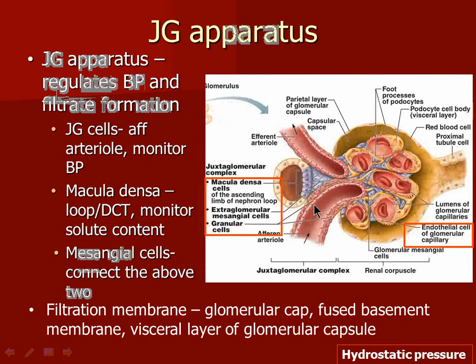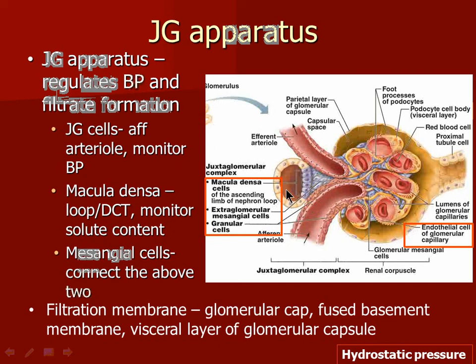Then very close to the JG cells, the ascending limb of the nephron loop and the adjacent distal convoluted tubule come very close to the afferent arteriole. Some of the cells of the ascending limb and the distal convoluted tubule, most of them cuboidal in nature, get really tall and form special cells which are known as macula densa cells. So these are of the ascending limb and the distal convoluted tubule. It comes very close to the afferent arteriole. So they form these special cells.